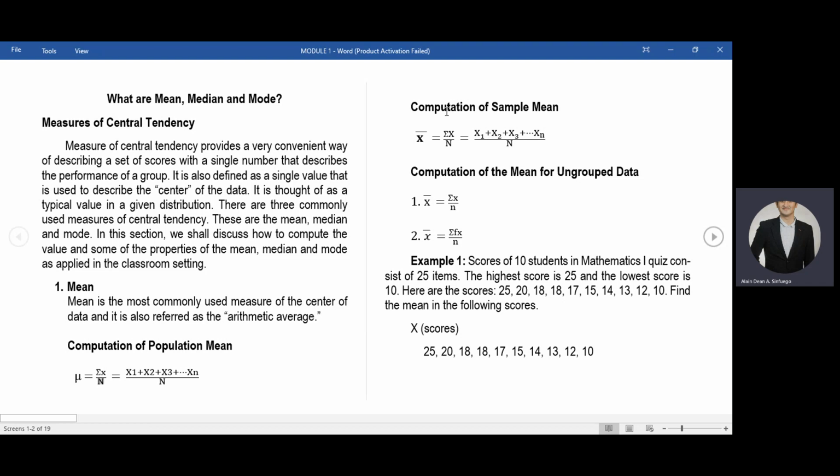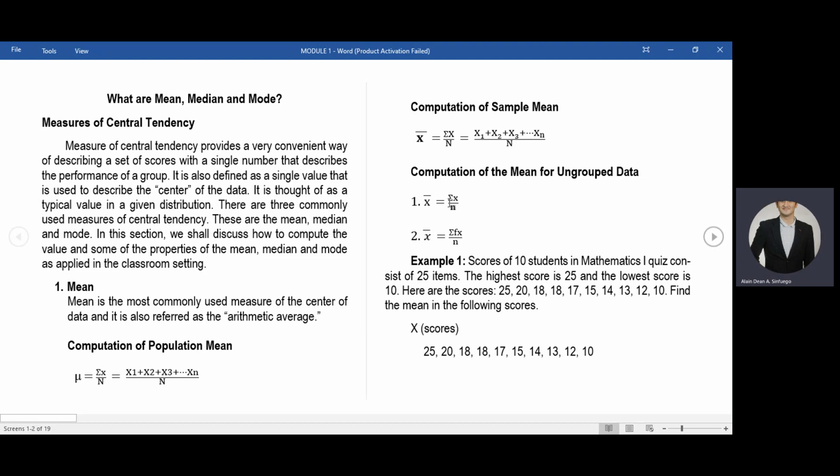Now we have the computation for the sample mean, which is denoted by x bar, which is equal to the summation of x all over n, equal to x sub 1 plus x sub 2 plus x sub 3 and so forth up until x sub n. It should be the lowercase letter n. Next, we have the computation of the mean for ungrouped data. The first formula is x bar equal to the summation of x all over lowercase letter n.